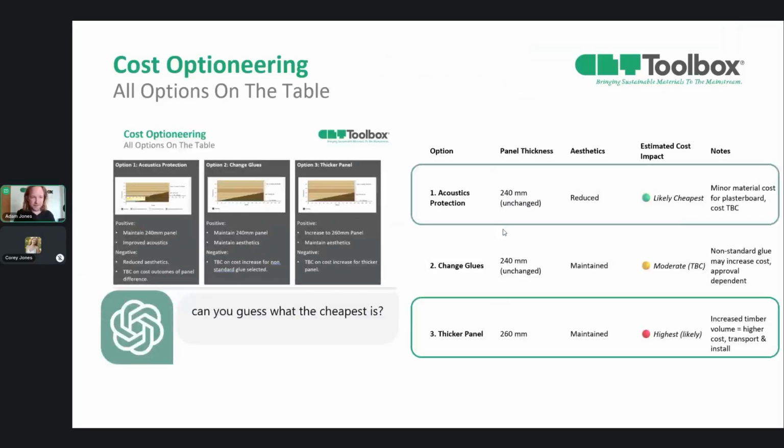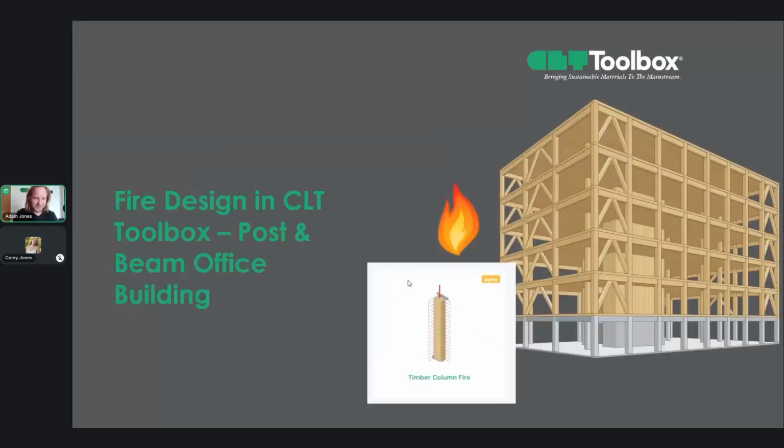And for some reason, I just screenshotted this and asked ChatGPT, if you had to choose between all 3 options, what would you choose as the cheapest? ChatGPT said adding the acoustic protection will be the cheapest out of all three, and the thicker panel of 20 mil is the highest expense. I probably think the opposite of what ChatGPT said. So it's interesting what it's coming up with, and it obviously does it with absolute confidence. All right, so that's the CLT design.